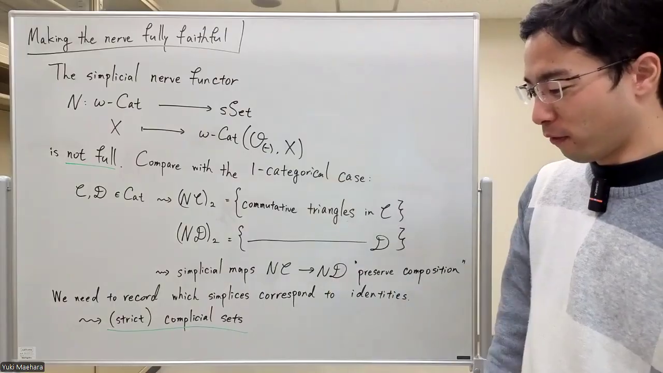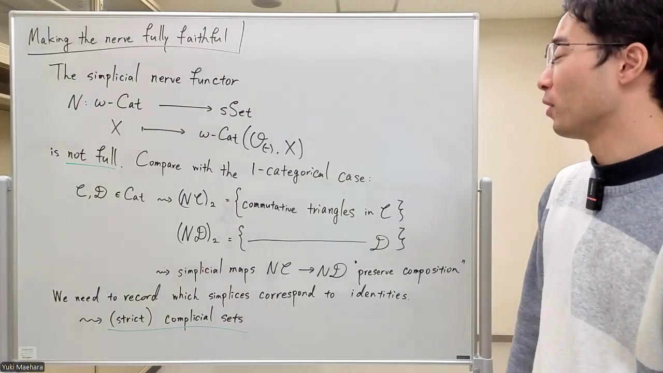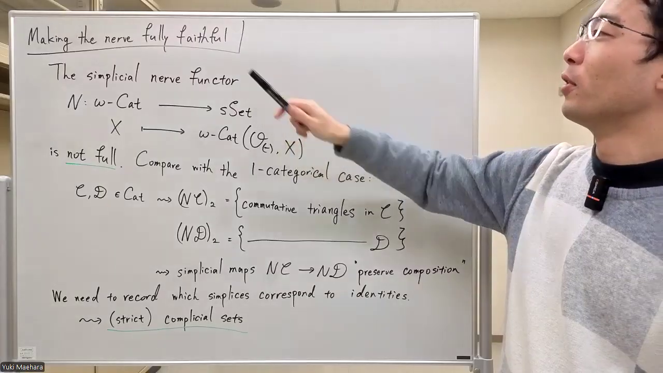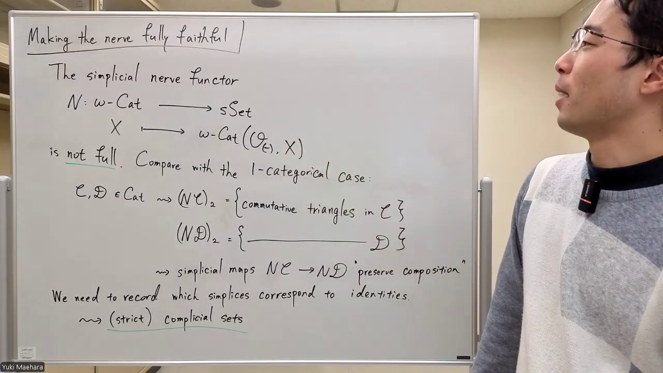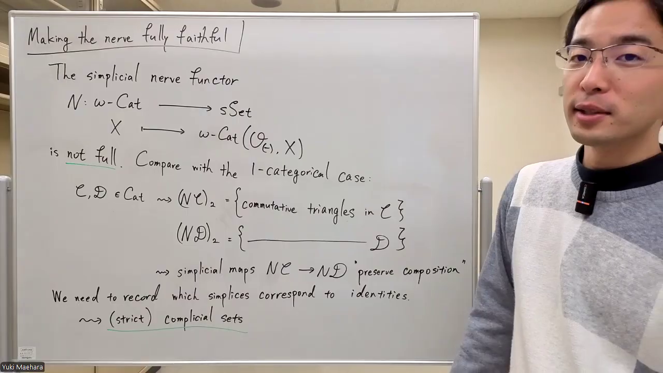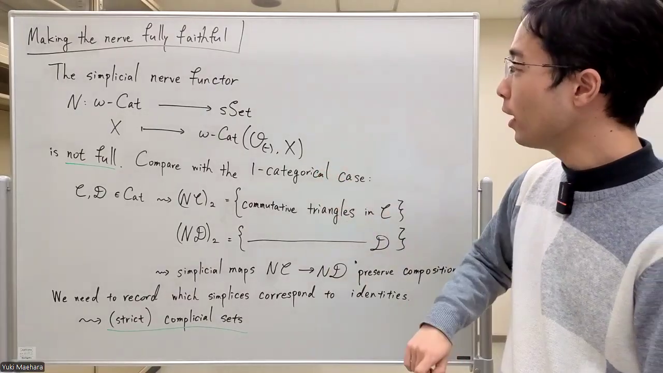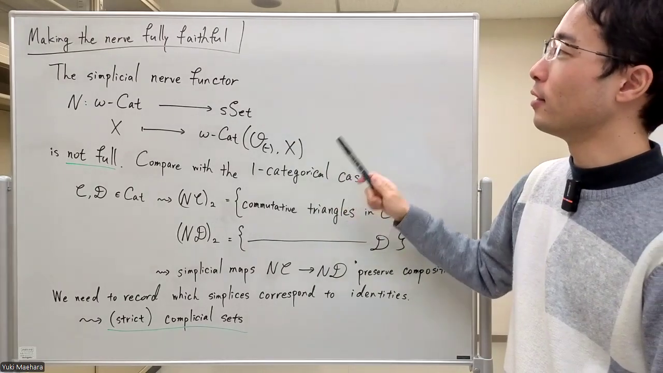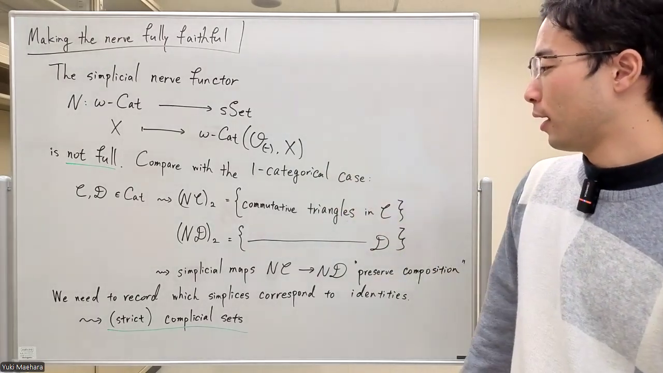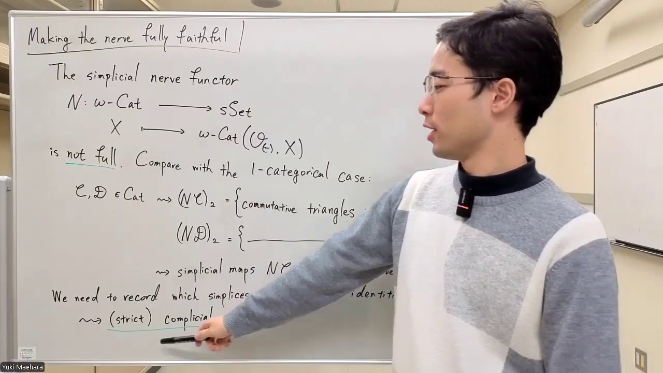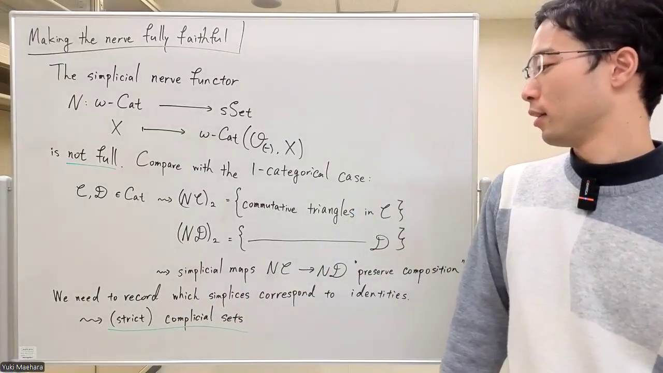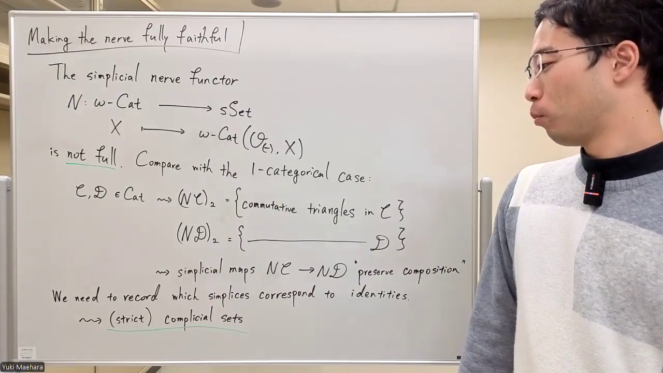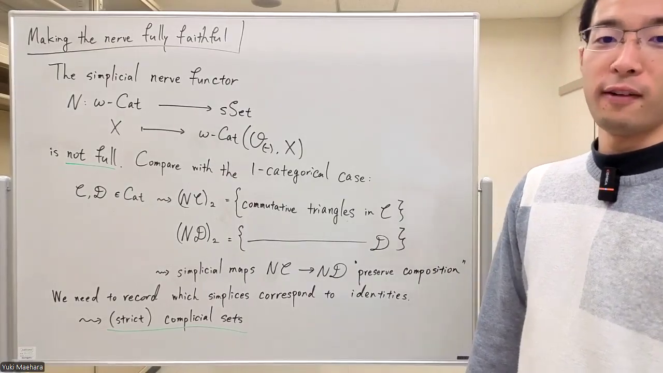That extra bit of information is nowadays called markings. So your new nerve functor maps into the category of marked simplicial sets. That marked nerve functor is now fully faithful, and its essential image is given by what are called the strict complicial sets. But more on those in a different video.